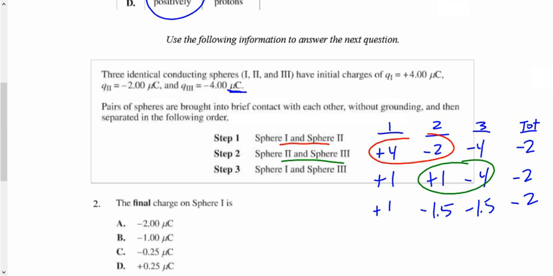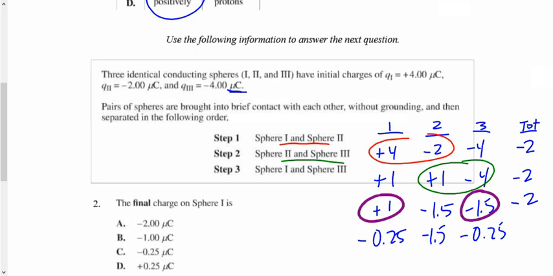Now we got 1 and 3. 1 and 3 are going to touch each other. 1 and minus 1.5. That's negative 0.5 divided by 2 is negative 0.25. And this one remains negative 1.5. Let's add these up just to make sure that we still get minus 2. Minus 0.25, minus 0.5, minus 0.25, sure enough, gives me minus 2. So am I good? Looks like I've done them right then, right? Like odds are I've done them right. The final charge on sphere 1 is going to be minus 0.25. Don't forget that it's microcoulombs.